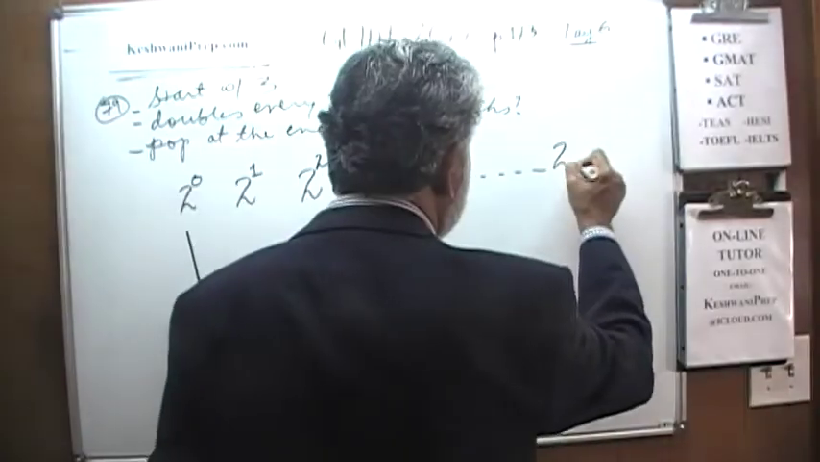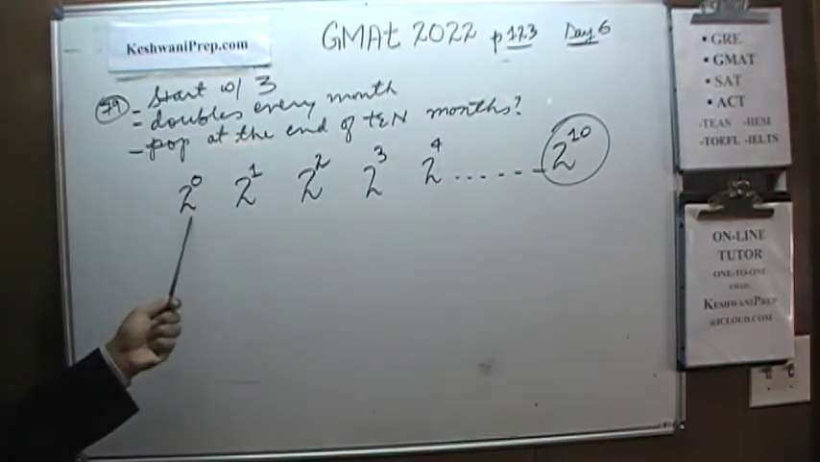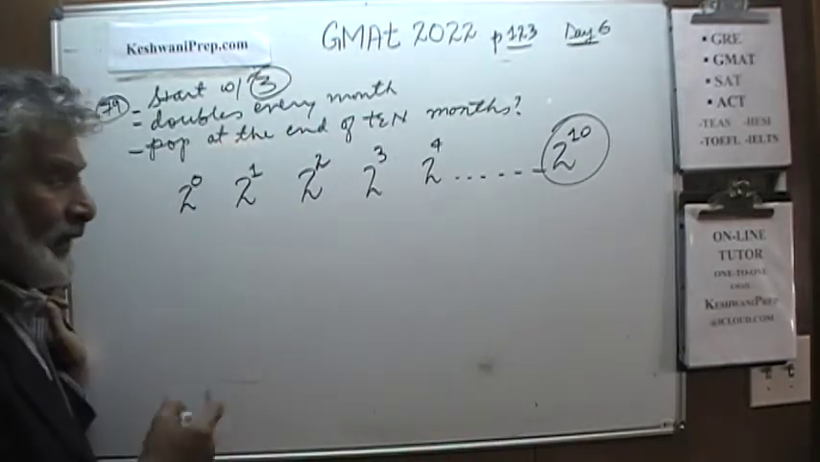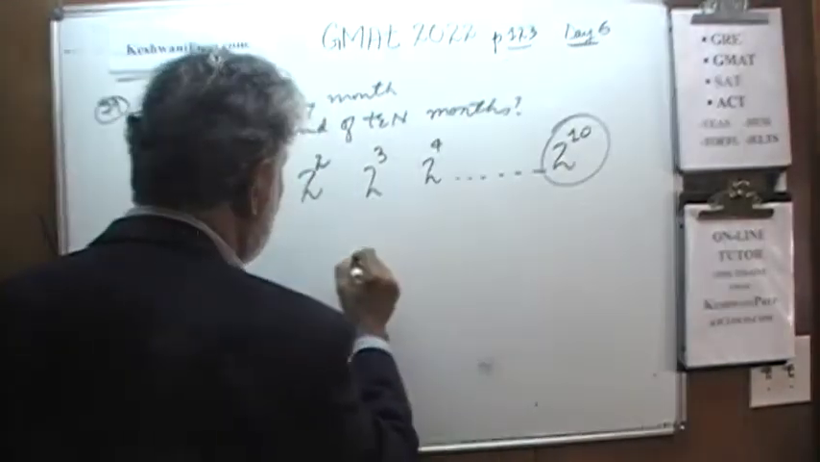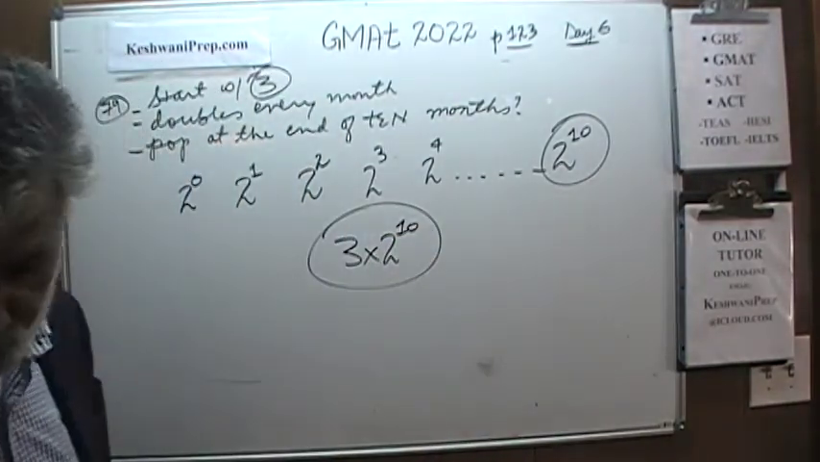By the end of the 10th month, we're looking at this quantity, 2 raised to 10. But that's only if you started with 1. We did not start with 1, we started with 3. Since we started with 3, at the end, instead of having 2 raised to 10, we're going to have 3 times 2 raised to 10. We're going to have 3 times the amount because we're starting out with 3 times as many animals. That's all.